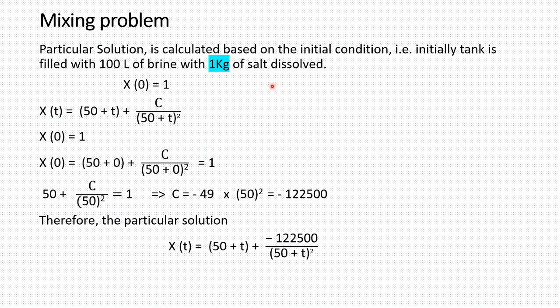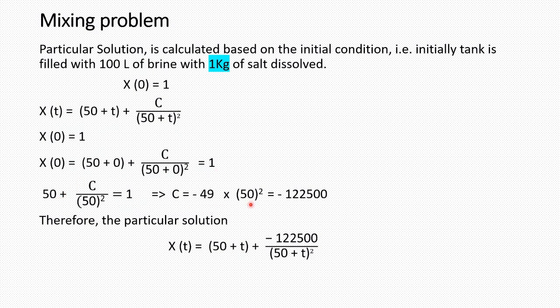So the amount of salt in the salt water is 1 kilogram, x of 0 is equal to 1, that is, the amount of salt at time t equal to 0 is 1. Putting t equal to 0 in the general solution and simplifying, we get the value of C. Plugging in the value of C in the general solution gives the particular solution.